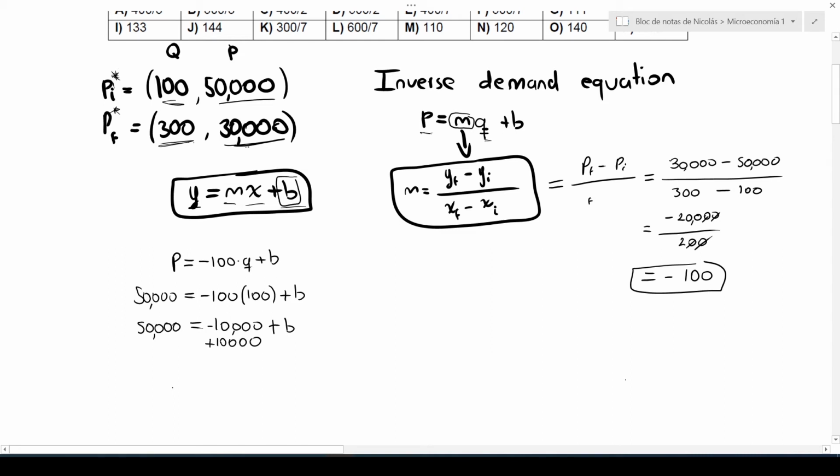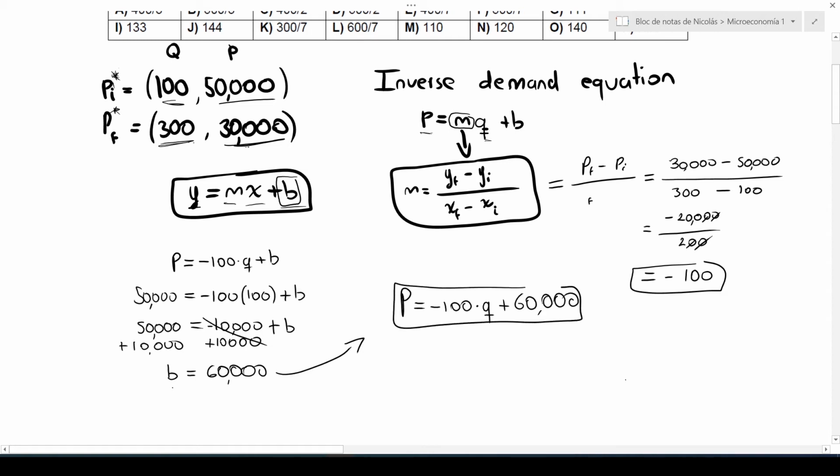We can add 10,000 to this side and to the other side, and we'll have that B is equal to 60,000. And so we'll have our inverse demand equation, which is that price will be given by negative 100 times the quantity plus 60,000. So it will be very important for finding the equilibrium of the market.